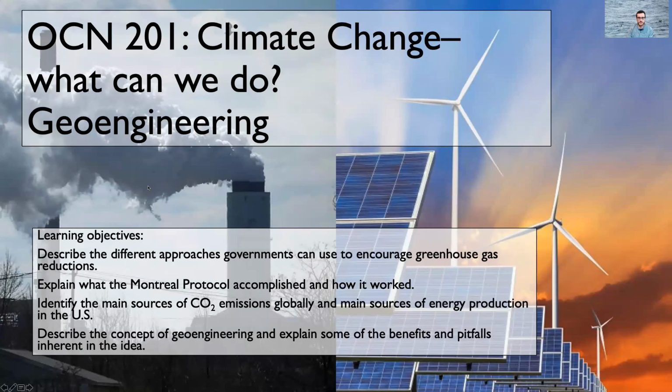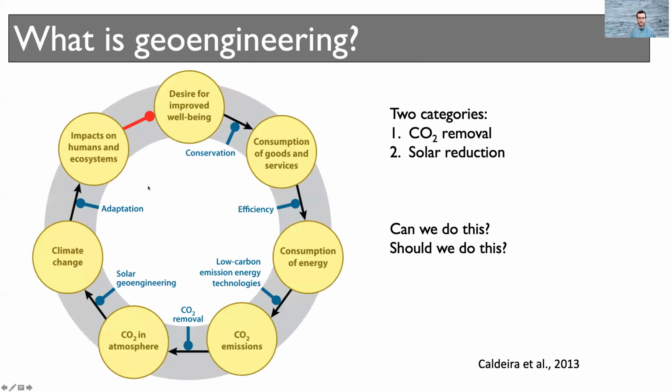Okay, so in our last video for Module 8, we're going to talk about geoengineering. So what is geoengineering? Really, there's two main categories that we're going to consider. One is CO2 removal, so that's taking carbon dioxide either out of the atmosphere or out of energy streams right before it goes into the atmosphere. So either at the point source where CO2 is generated or from the diffuse atmosphere.